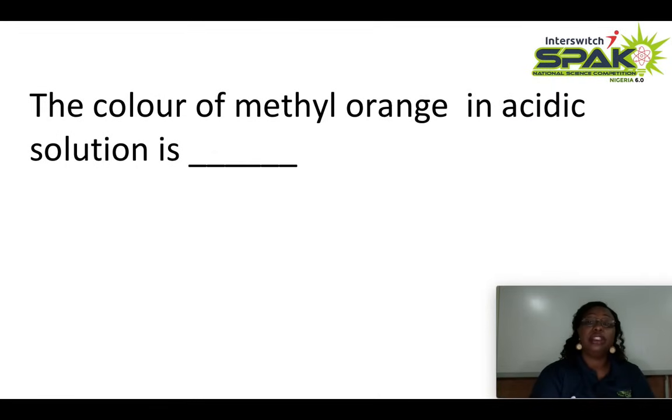The color of methyl orange in acidic solution is... we have indicators and we have types of indicators. We have methyl orange, phenolphthalein, methyl red, bromothymol blue. We have the litmus paper, litmus solution as well. So what's the color of methyl orange in acidic solution? The answer is red.